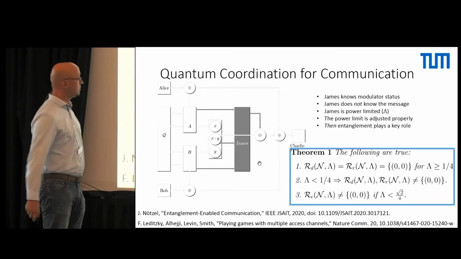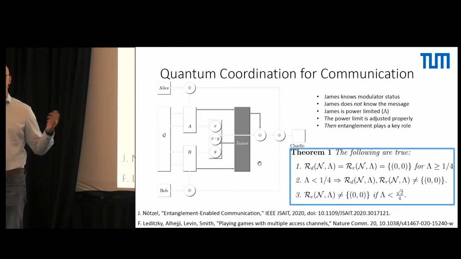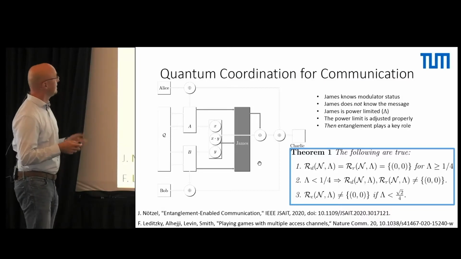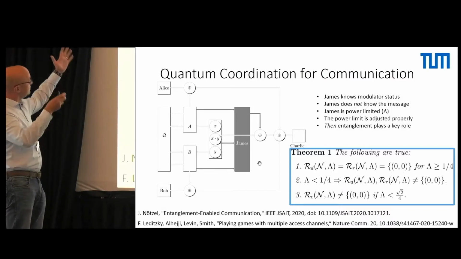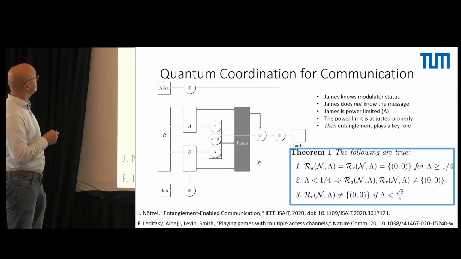So I developed a model. This is the scheme, and this is kind of a supremacy result for quantum communication, because one can tweak this model in such a way that it works only if you have entanglement in it. So what is the model?